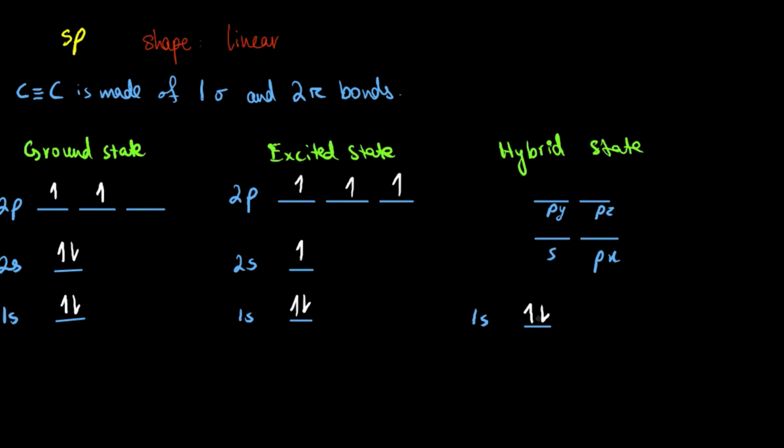Similarly, the 1s orbital will have a similar electronic configuration. Now what happens is that the 2s orbital and one of the 2p orbitals come to an intermediary energy level in between, and two of the 2p orbitals remain at the same energy level as they were before. So this is the sp hybrid, and these are the unhybridized orbitals.